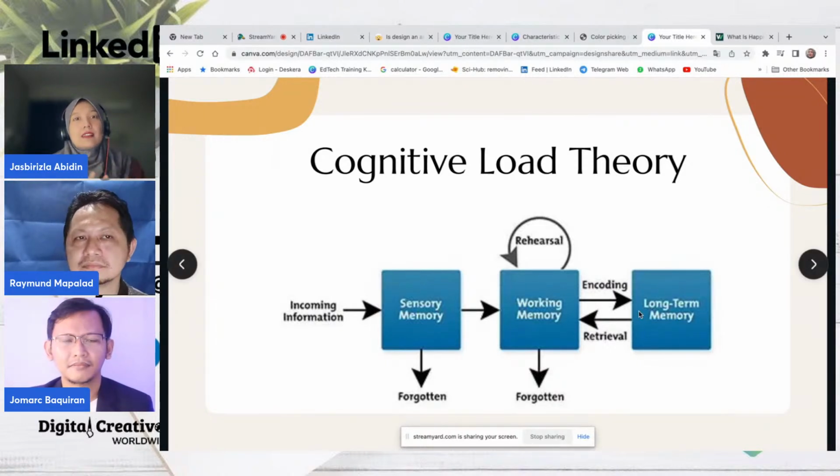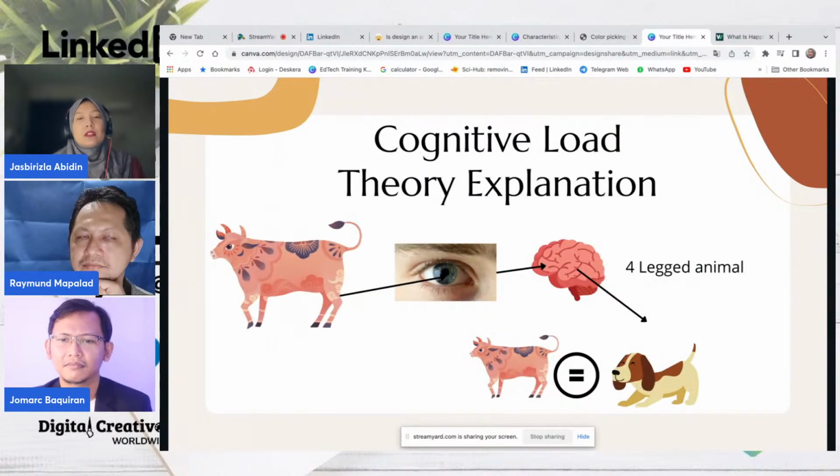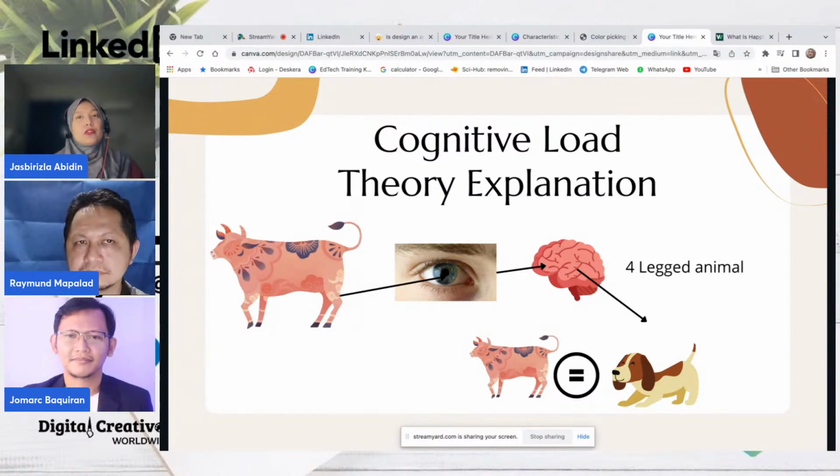So essentially, the cognitive load theory says this. Because of that, you know that as a human, you might not be able to process so many things at one time. So that's why there are many methods that you can use to reduce this cognitive load.